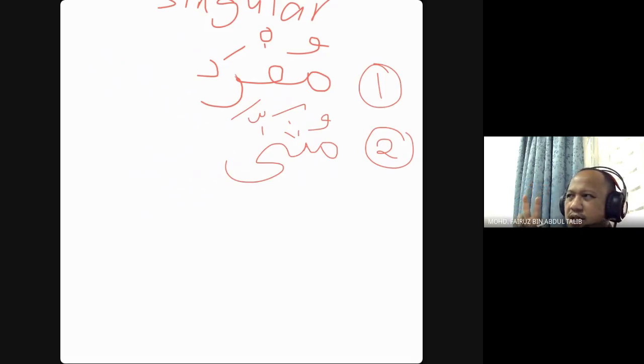Musanna is, what is this in English? Dual. To say two. So in Arabic, two is not considered as plural. Two is two, and the term is called musanna. All right, so singular, mufrad, two, musanna. So what is plural? Plural is where the number is 3 and above. Then this is what we call the plural, and the term is called jam'un.